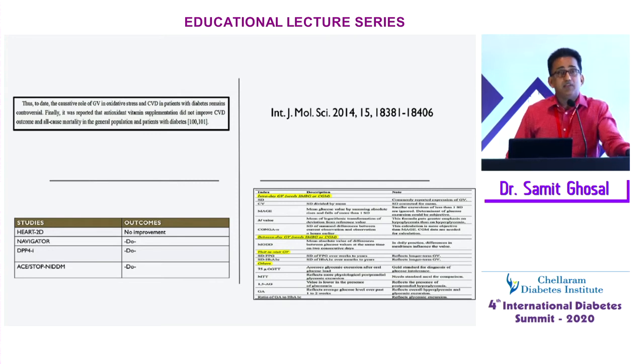HEART2D and NAVIGATOR trials were done with nateglinide and with prandial insulin after fasting sugar, and HbA1c was perfectly under control. And whenever we had the sugars going up and down, they wanted to look at the outcomes, what difference did it make? And there was no improvement in any of the outcomes, whether it's micro or macrovascular outcomes.